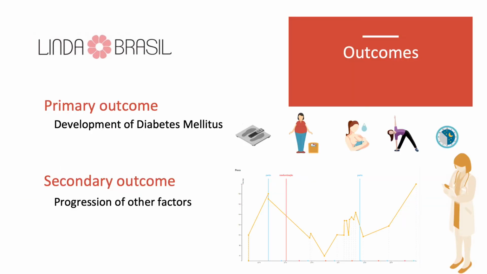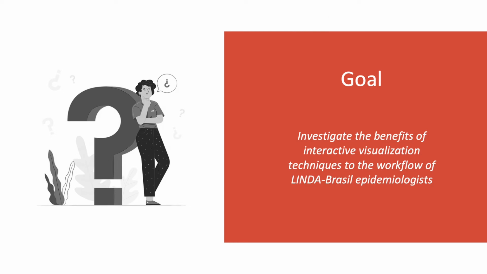At the end of the study, the main outcome observed is whether or not the participant developed diabetes. There are several secondary outcomes which mainly assess whether the participant was able to apply the changes proposed by the study in her lifestyle. We will see that our visualization techniques allow monitoring the progress of the factors related to the secondary outcomes. In our work, we investigate the benefits of interactive visualization techniques to the workflow of Linda Brazil epidemiologists.